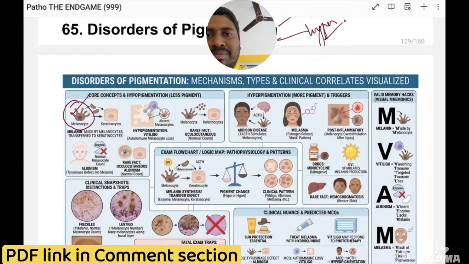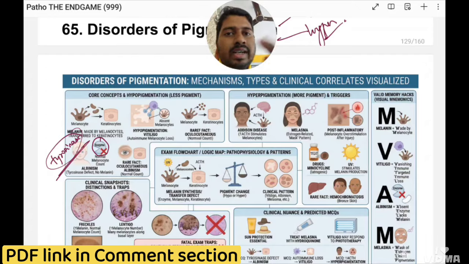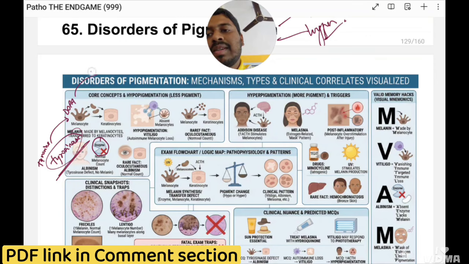Actually, melanin is synthesized by the melanocytes, but then it is transferred to keratinocytes. Melanocytes and keratinocytes are present in the basal layer of the epidermis. So the melanocyte transfers these melanosomes to the keratinocytes. Now, how is melanin made? We require an enzyme for that, called tyrosinase. Tyrosinase converts tyrosine to dopa, and dopa after some steps converts into melanin.